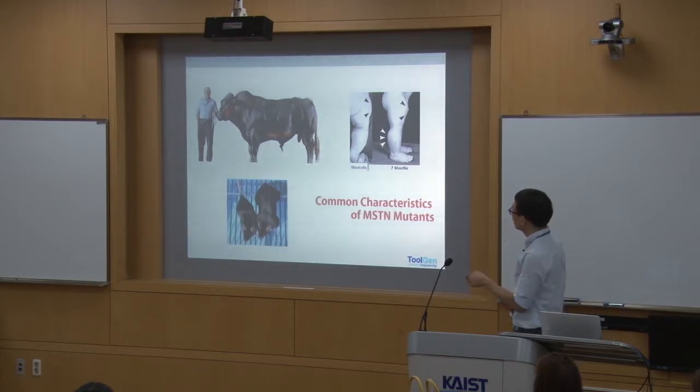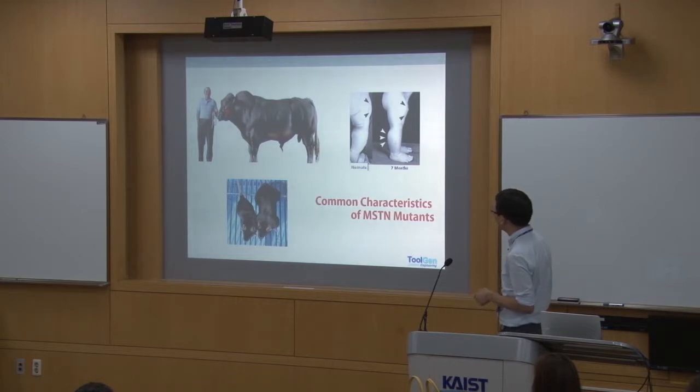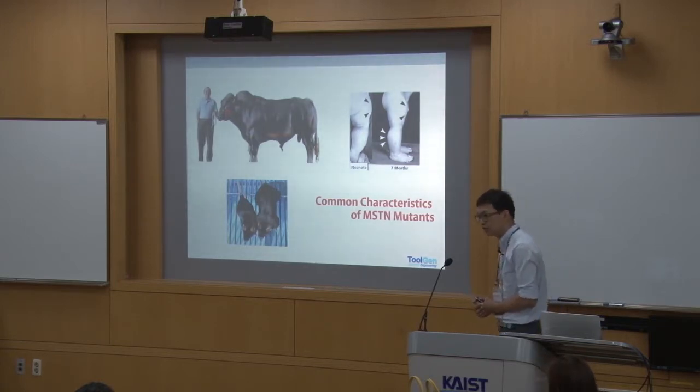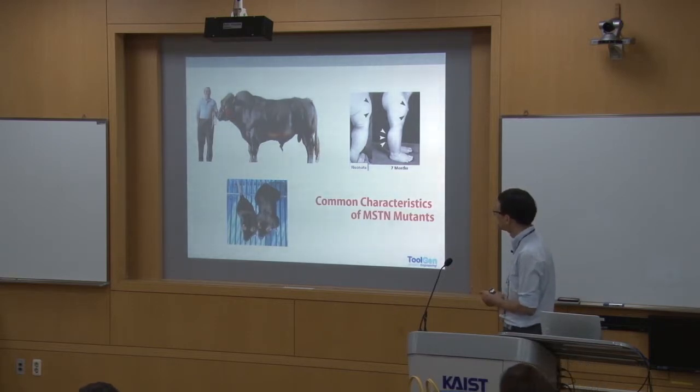But in these cases, it is a naturally occurring mutation. Somehow this animal or people accidentally had a mutation in this gene, and then they have this phenotype. We thought this is an interesting industrial phenotype. But for pig, there has been no observation of this type of phenotype before. So there has been no MSTN, myostatin mutant found before.